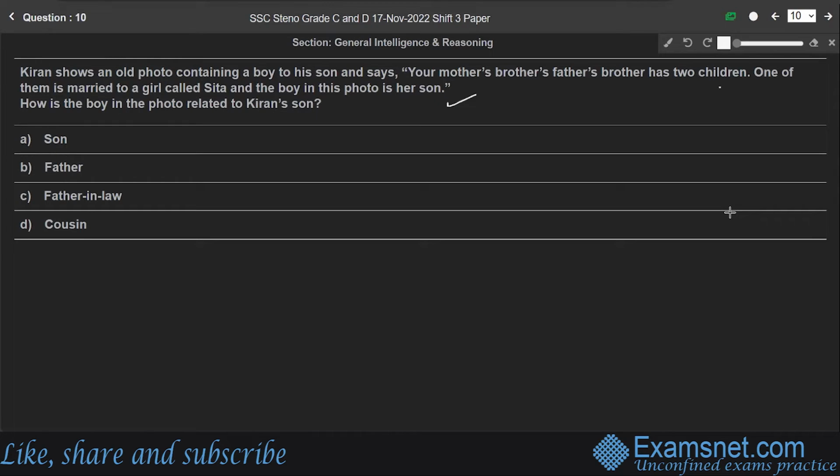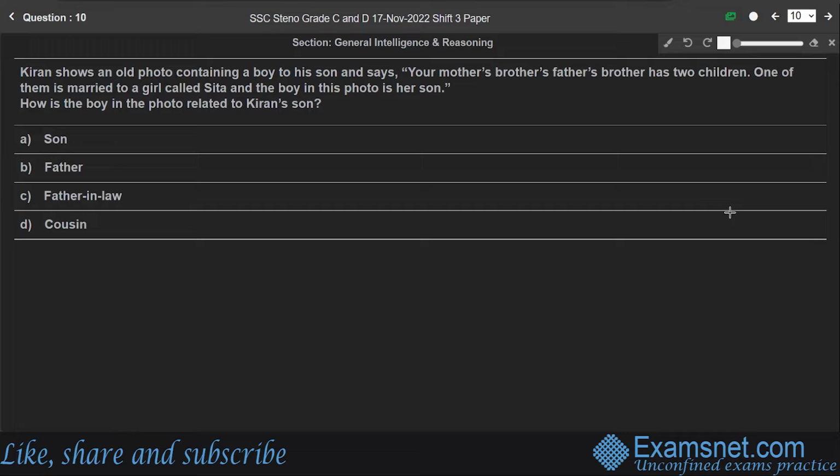Question number 10. Kiran shows an old photo containing a boy to his son, says, your mother's brother's father's brother has 2 children. One of them is married to a girl called Sita, and the boy in this photo is her son. How is the boy in the photo related to Kiran's son?